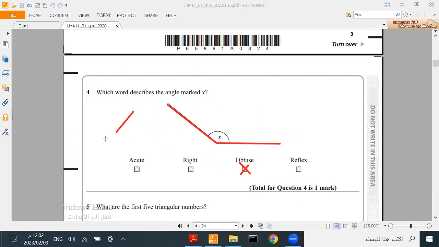I know these angles. Acute means small, right? It's acute. It's like tinier than 90. Good. Right is 90. And then reflex is like a straight line, right? Reflex is the opposite of the obtuse, which is this one.